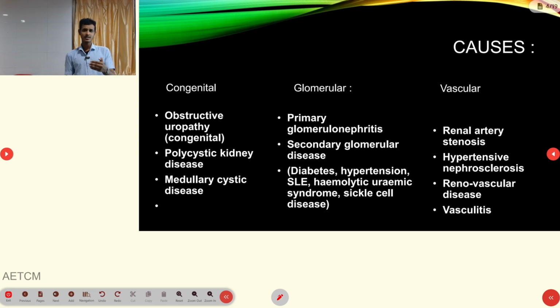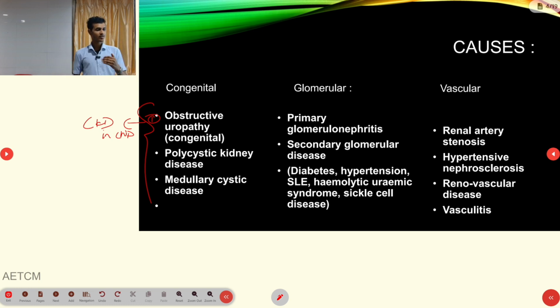So what are the causes for CKD? First one, congenital, from birth. First one is obstructive uropathy. Congenital obstructive uropathy is one of the major causes of CKD in children. In the children population, if the baby has CKD, we have to rule out obstructive uropathy. That is one of the most important causes of CKD in children.